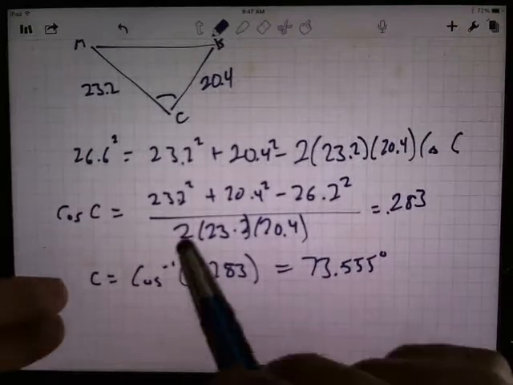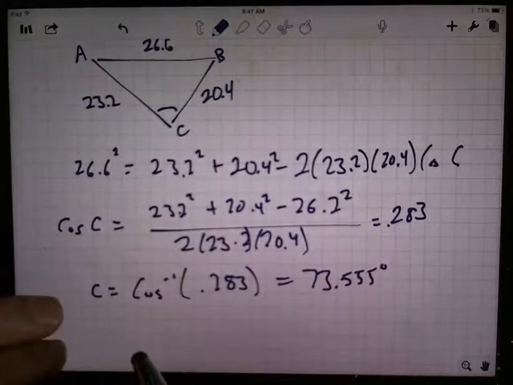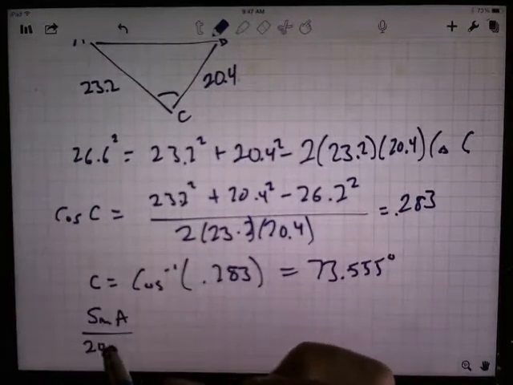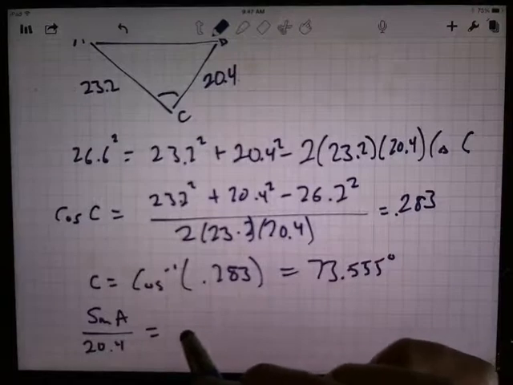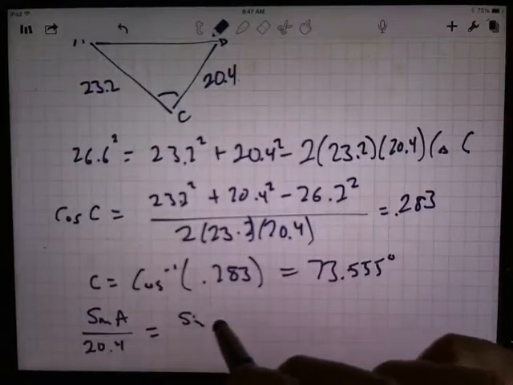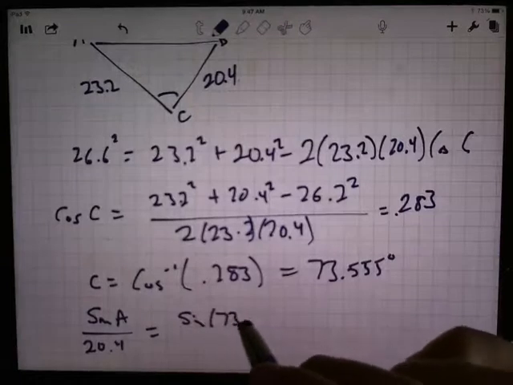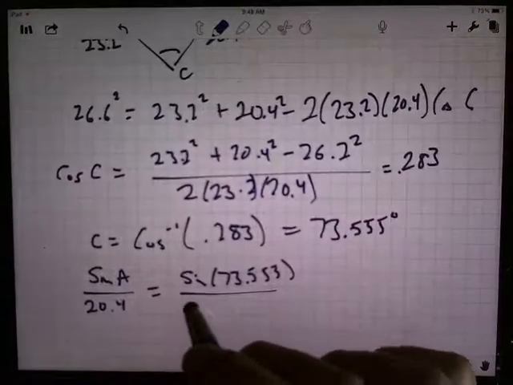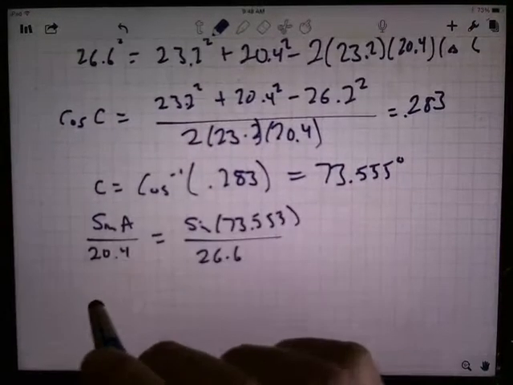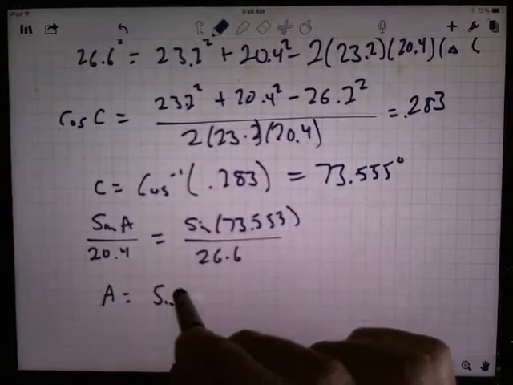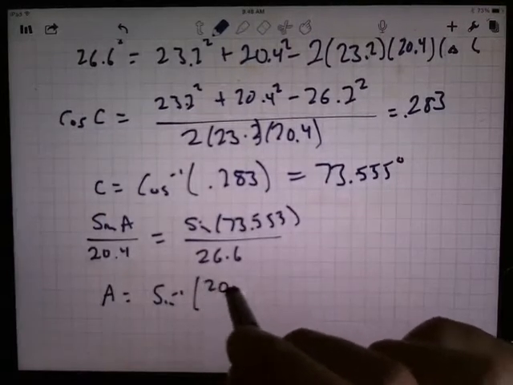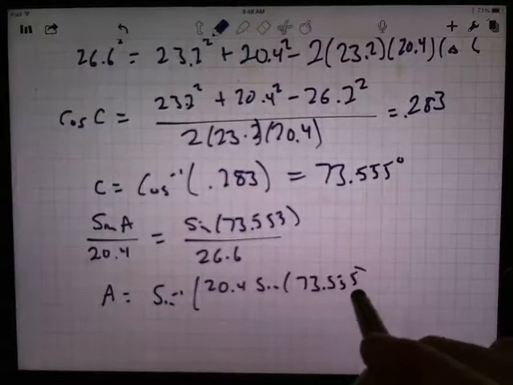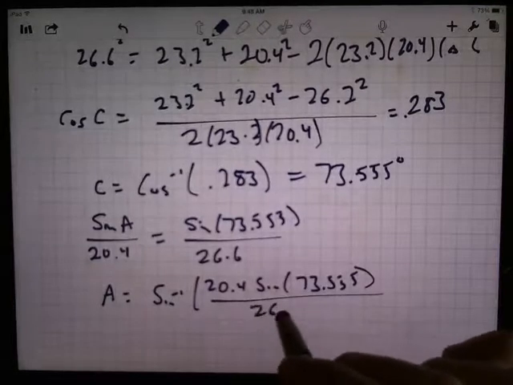To find angle A, I note that the sine of A over 20.4 equals the sine of angle C, which I just calculated as 73.555, divided by 26.6. Okay, solving for A now, it's the inverse sine of 20.4 times the sine of 73.555, all divided by 26.6.